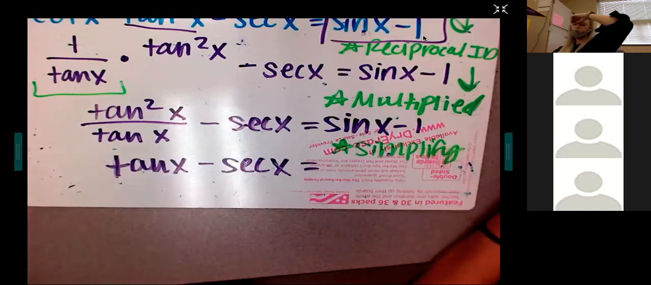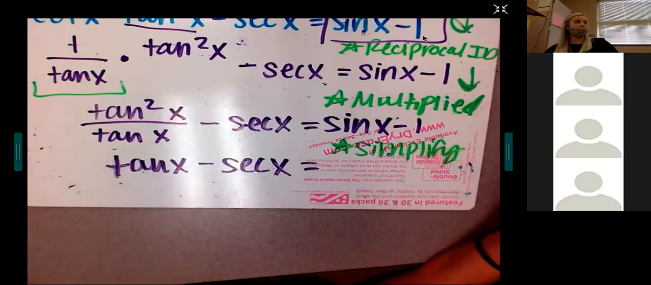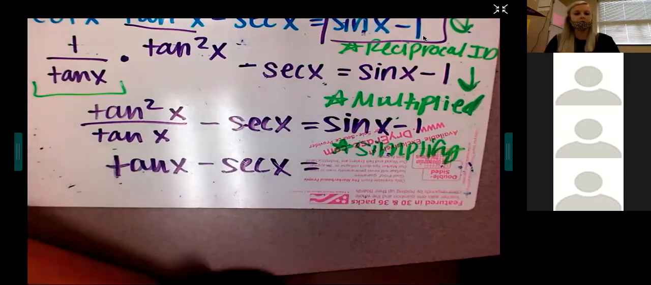I had kids last year on the pre-cal exam miss a proof question because it said which of the following is missing, and the answer was just simplify. And they chose something crazy because they didn't actually look at the proof, I'm guessing. Or they had no idea what was going on, I'm not sure.